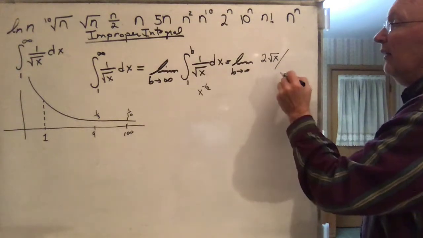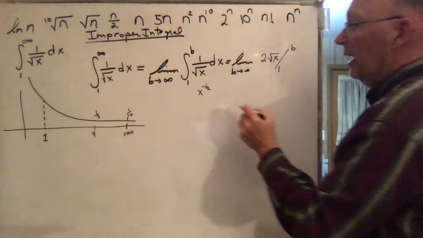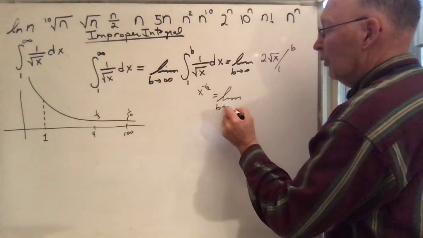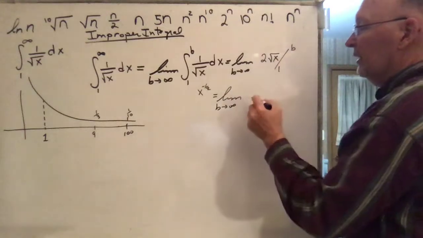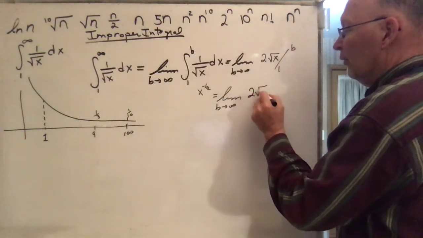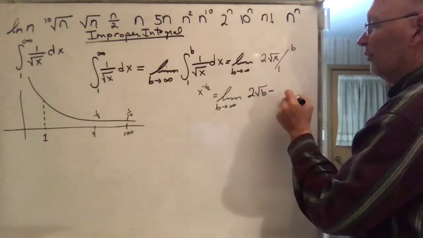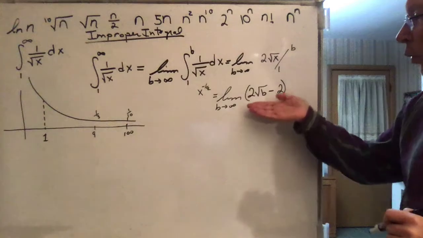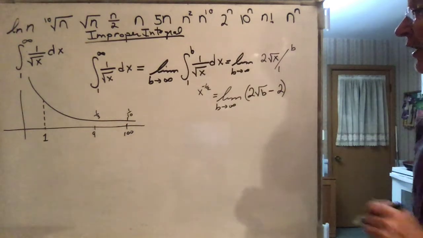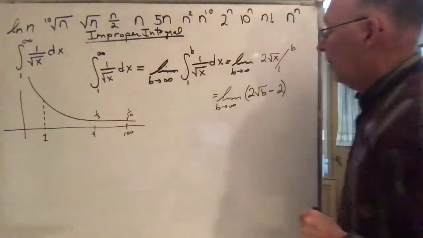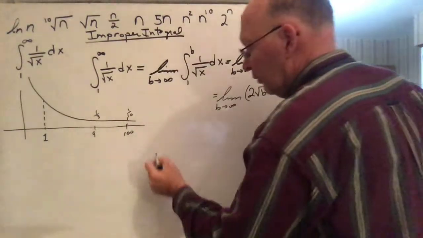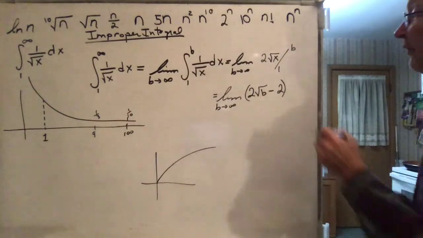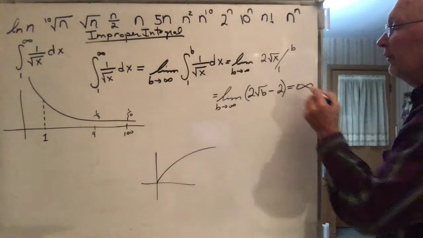Now I evaluate that from 1 to b, and let's see what we get. It's going to be the limit as b goes to infinity. I stick a b in here. It's going to be 2 times the square root of b minus 2 times the square root of 1, which is 2. And now you ask, what happens to this thing as b goes to infinity? Well, as b goes to infinity, what does the square root function look like? It just keeps getting bigger and bigger and bigger. It's going to go off to infinity. So there's our answer. It goes off to infinity.